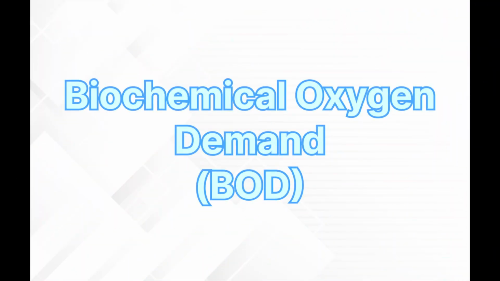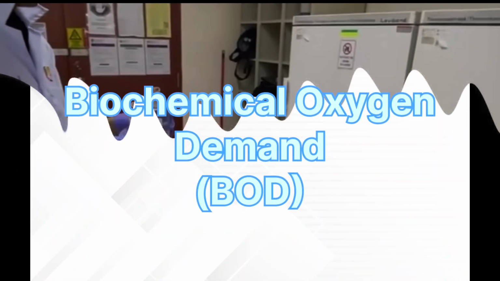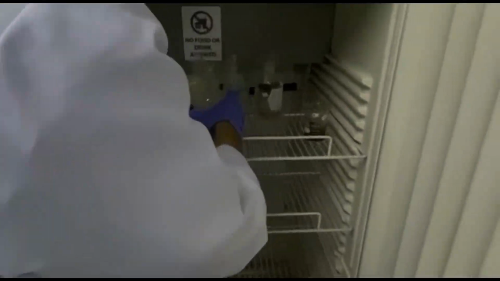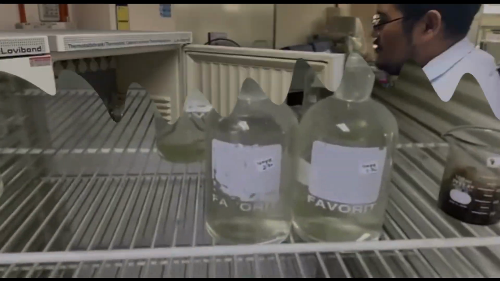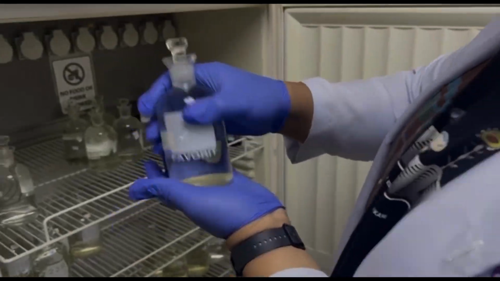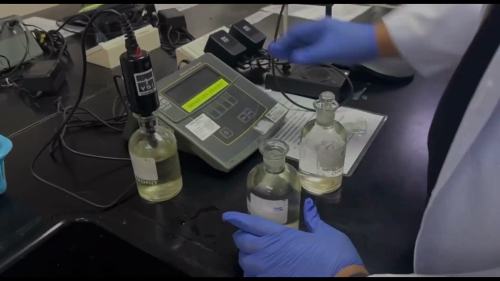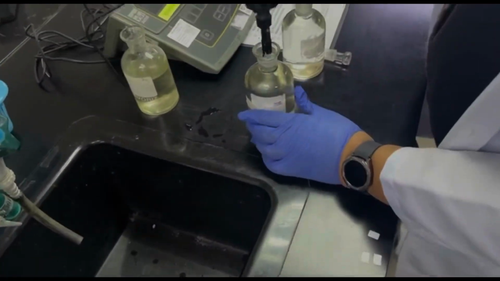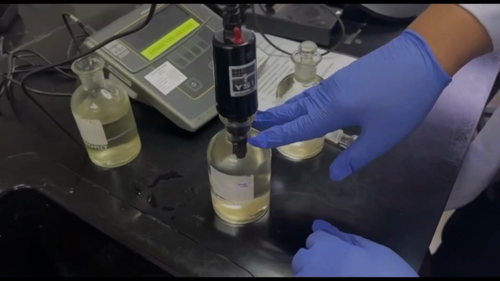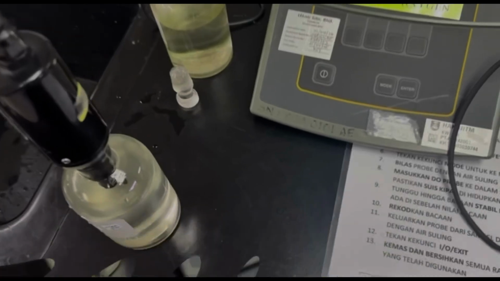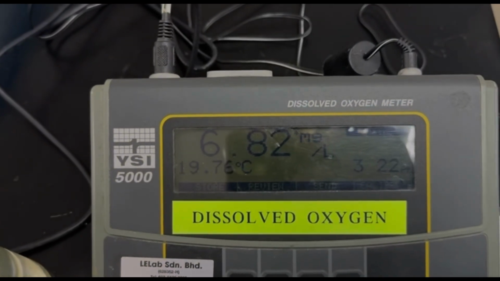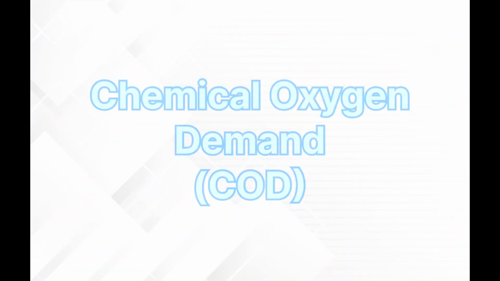The next parameter we are testing is the biochemical oxygen demand. Based on the jars used in the dissolved oxygen experiment, we incubate them for 5 days to check for the dissolved oxygen after incubation. We are still using the DO meter and we are taking the dissolved oxygen value after 5 days of incubation and perform calculations to obtain the biochemical oxygen demand of the samples.